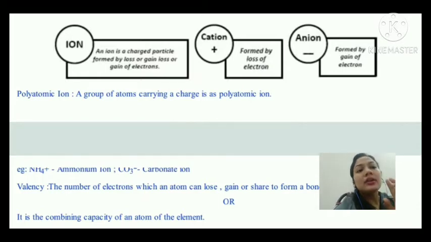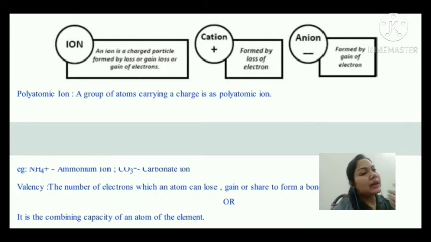Ionic compounds always make an electrovalent bond. Electrovalency is related to ions, remember. Covalency means sharing of atoms, which I have already discussed in structure of atom. If you don't remember, please go through it one more time. So cations are positively charged because they are formed by the loss of electrons.